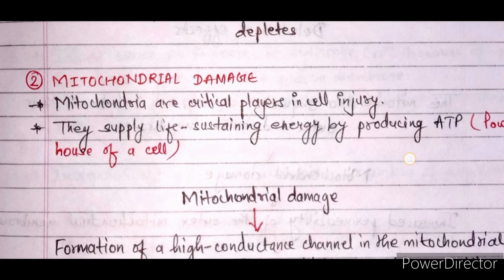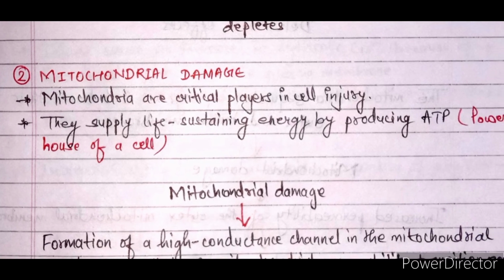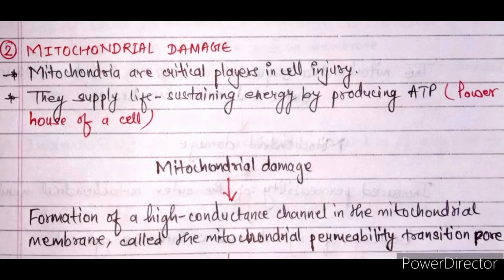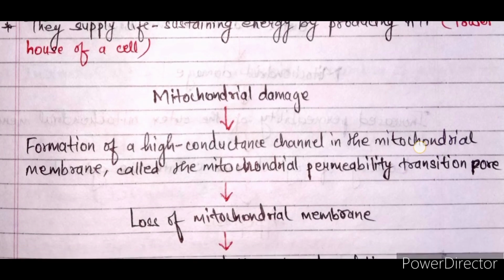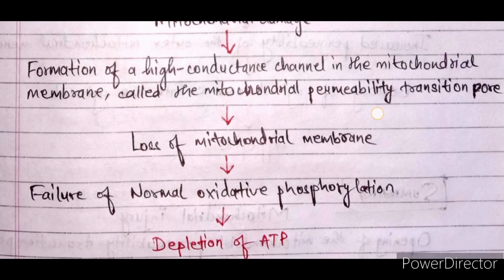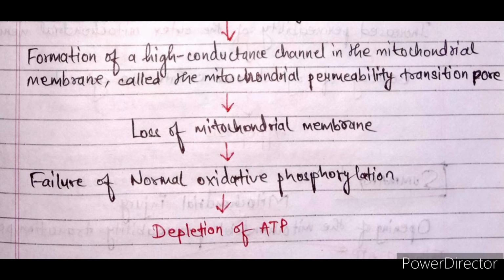Now let's come back to the second mechanism of cell injury, that is mitochondrial damage. In mitochondrial damage, mitochondria are critical players in cell injury. They supply life-sustaining energy by producing ATP, the powerhouse of a cell. In mitochondrial damage, there is formation of a high conductance channel in the mitochondrial membrane called the mitochondrial permeability transition pore, in which there is loss of mitochondrial membrane potential resulting in failure of normal oxidative phosphorylation, leading to depletion of ATP.